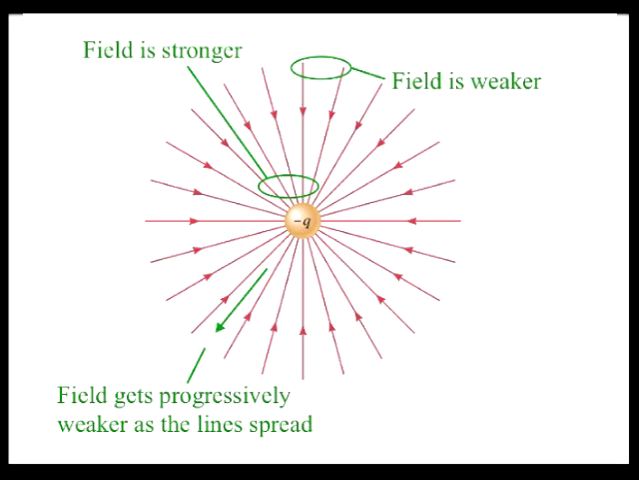In fact, no matter how many charges are present, the number of lines per unit area passing perpendicularly through a surface is proportional to the magnitude of the electric field. In regions where the electric field lines are equally spaced, there is the same number of lines per unit area everywhere, and the electric field has the same strength at all points.